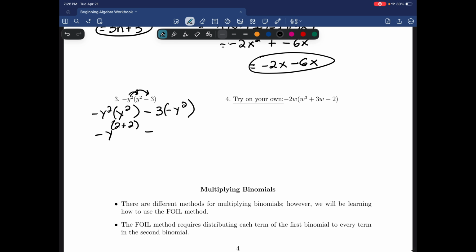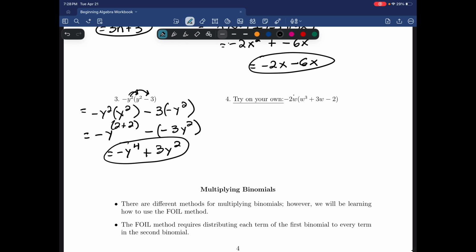And then here we're going to have minus 3 times -y squared becomes -3y squared. So simplifying this out, we're going to get -y to the 4th power. And when we subtract a negative, remember that becomes a positive. So we're going to have -y to the 4th plus 3y squared. And now taking a look at example number 4, I encourage you to pause the video and try this on your own. And let's go through this together.